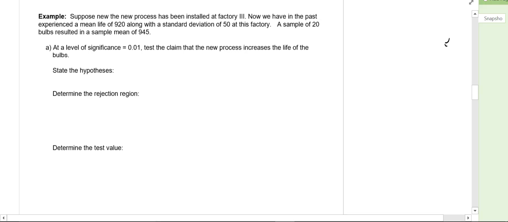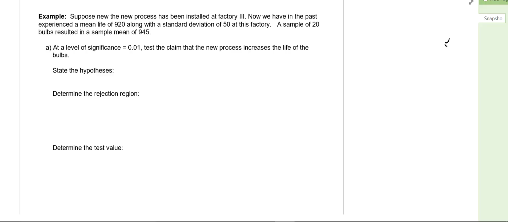Let's get started. Suppose a new process has been installed at the factory. We're talking about the light bulb factory, and we want to introduce a new process which we hope will improve the expected lifetime of our light bulbs. We've installed this process at one of our 3 factories, and in the past we have experienced a mean life of 920 hours, along with a standard deviation of 50 at this factory. So our population mean is 920 and standard deviation is 50.